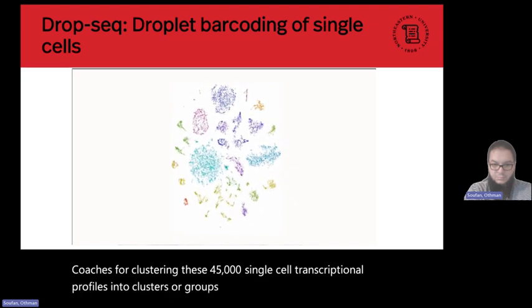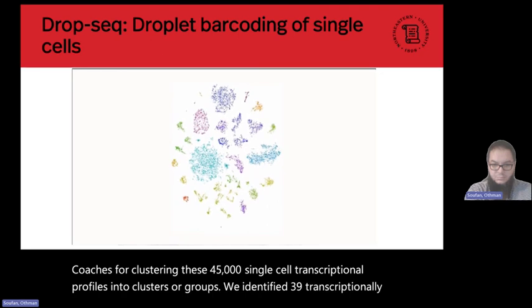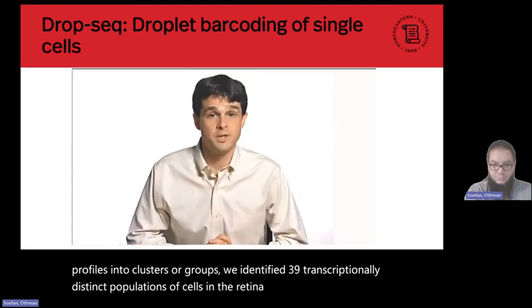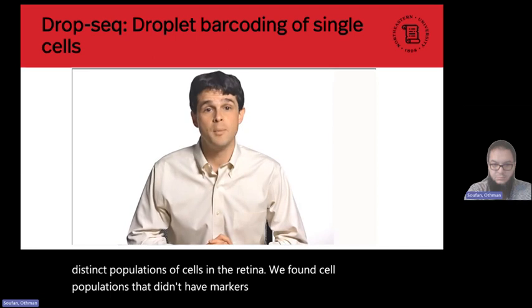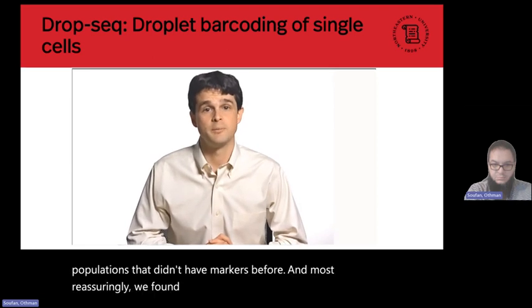We identified 39 transcriptionally distinct populations of cells in the retina. We found cell populations that didn't have markers before. And most reassuringly, we found a lot of types that we did know about.